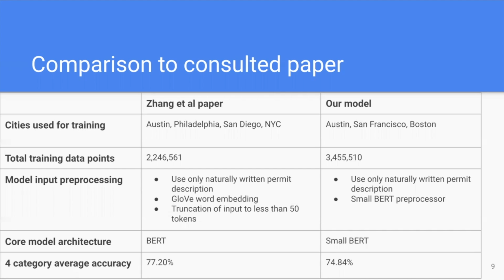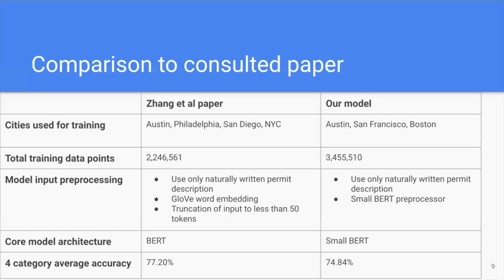Both of the 2 models use BERT as the core architecture. In the paper's case, they used the real BERT model originally outlined by Google, and we used the small BERT model, and this was a design choice because we didn't have the necessary resources to train the bigger model.